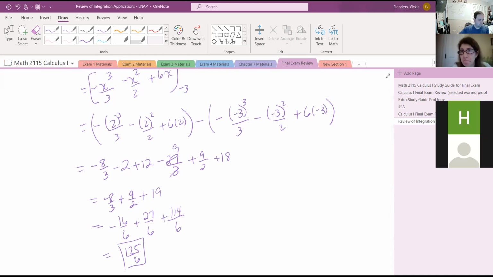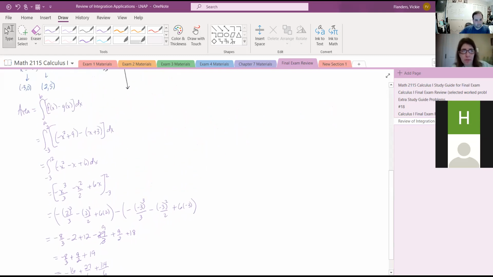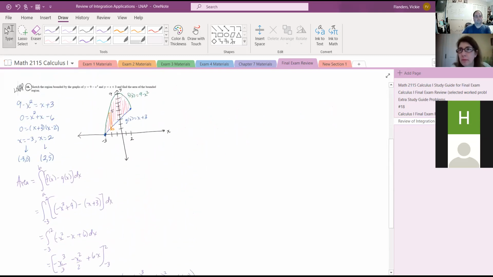Everybody agree? Yes, yes, yes. Any questions about it? It's pretty straightforward. Remember, just some things to note, area cannot be negative. So you must get a positive. You could do everything correctly except swapping the f minus g. If you have g minus f, that'll give you negative 125 over 6. If you put 2 to -3, that'll make your answer negative 125 over 6.